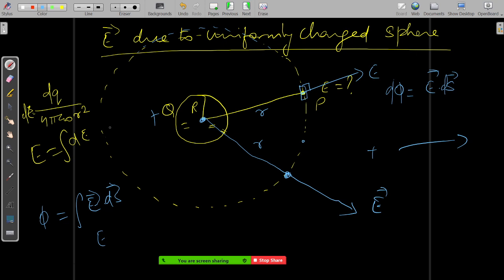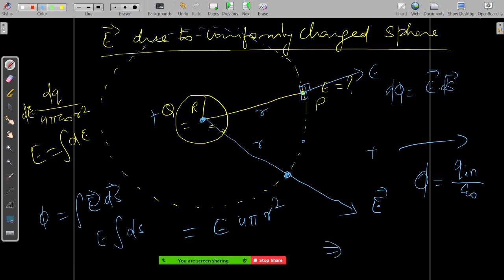Since it is a sphere and every point is at the same distance from the center of the sphere, you can say that on all points on this surface the electric field will be uniform. So E can be taken outside, and the integration of dS over the total surface will be the total surface area, and that is how much? 4 pi r square, right? So this is your flux, and you know by Gauss law that the total flux is equal to Q internal by epsilon naught, right?